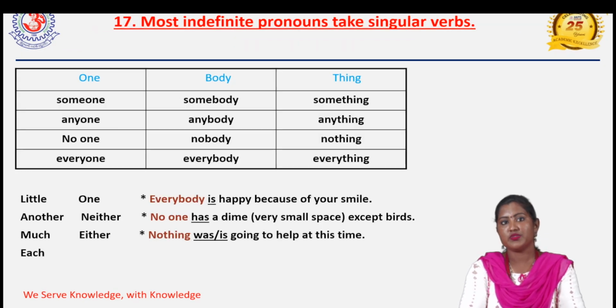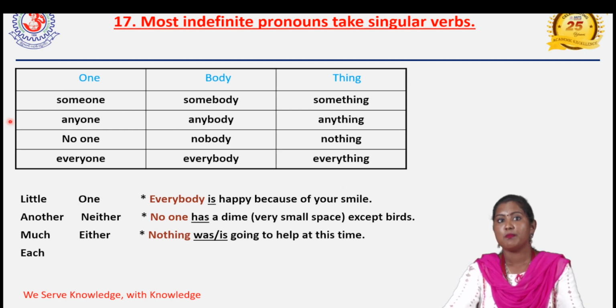Rule number 17. It's very, very important, so please make a note of it. Most indefinite pronouns take singular verbs. Most indefinite pronouns take only the singular verbs. For example, whatever the words that end with "one," "body," and "thing": everybody, somebody, anything, nothing, everything, like that.